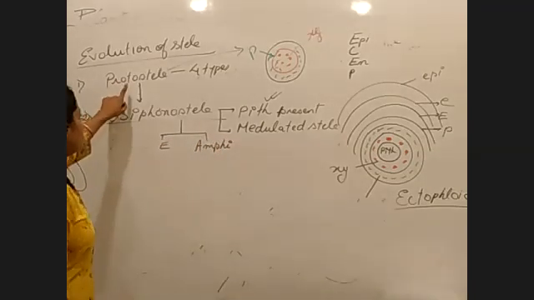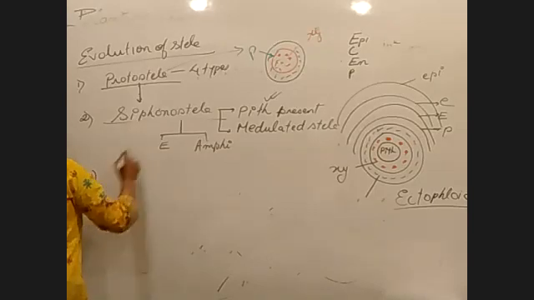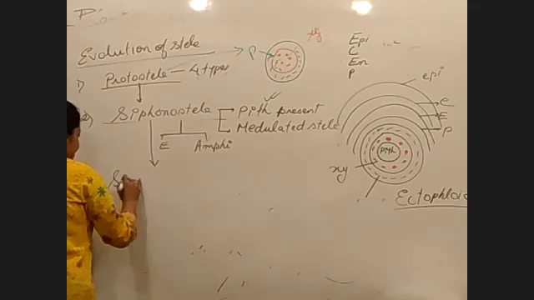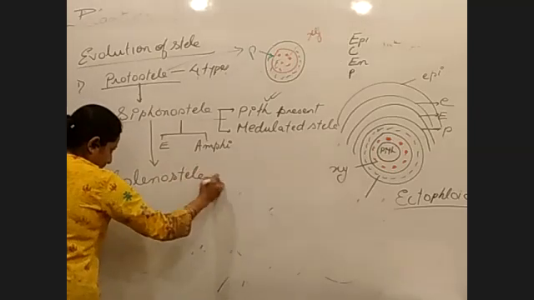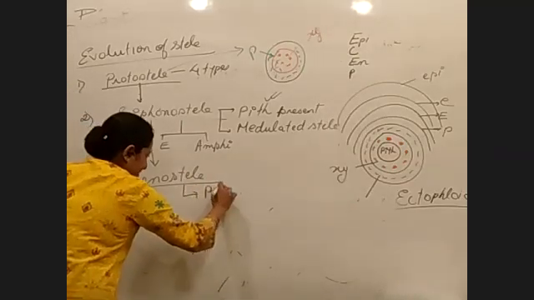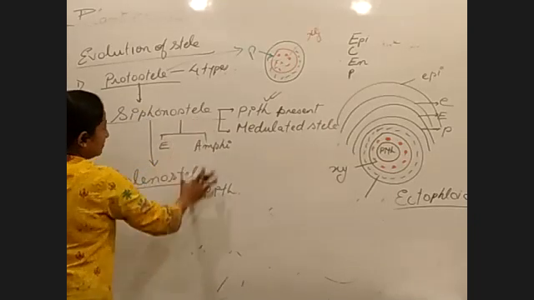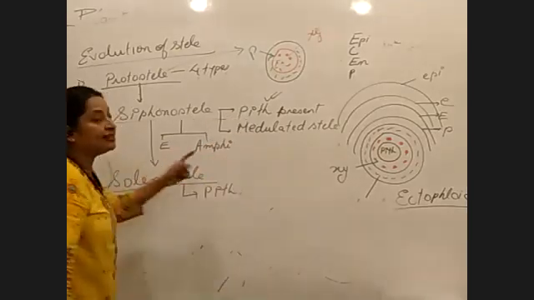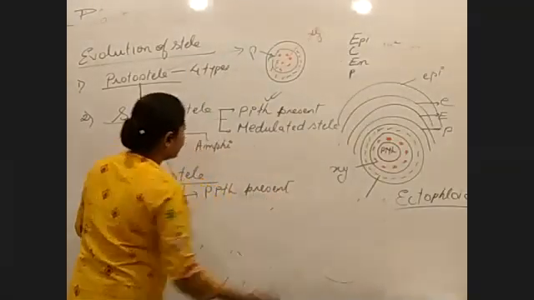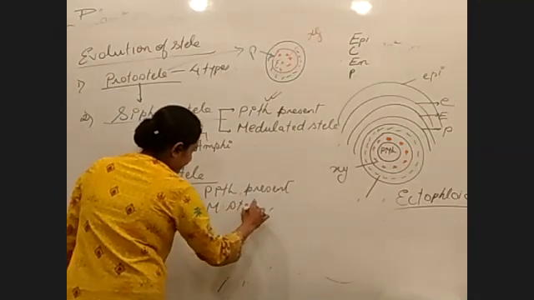Okay. Next, protostele we have covered. Next evolution, siphonostely. The siphonostely further evolved to form the third stele, that is solenostely. What are the characteristics of solenostely? Pith is present. Since the pith has already developed, it cannot vanish. So pith is present, and it is obviously a medullated stele.